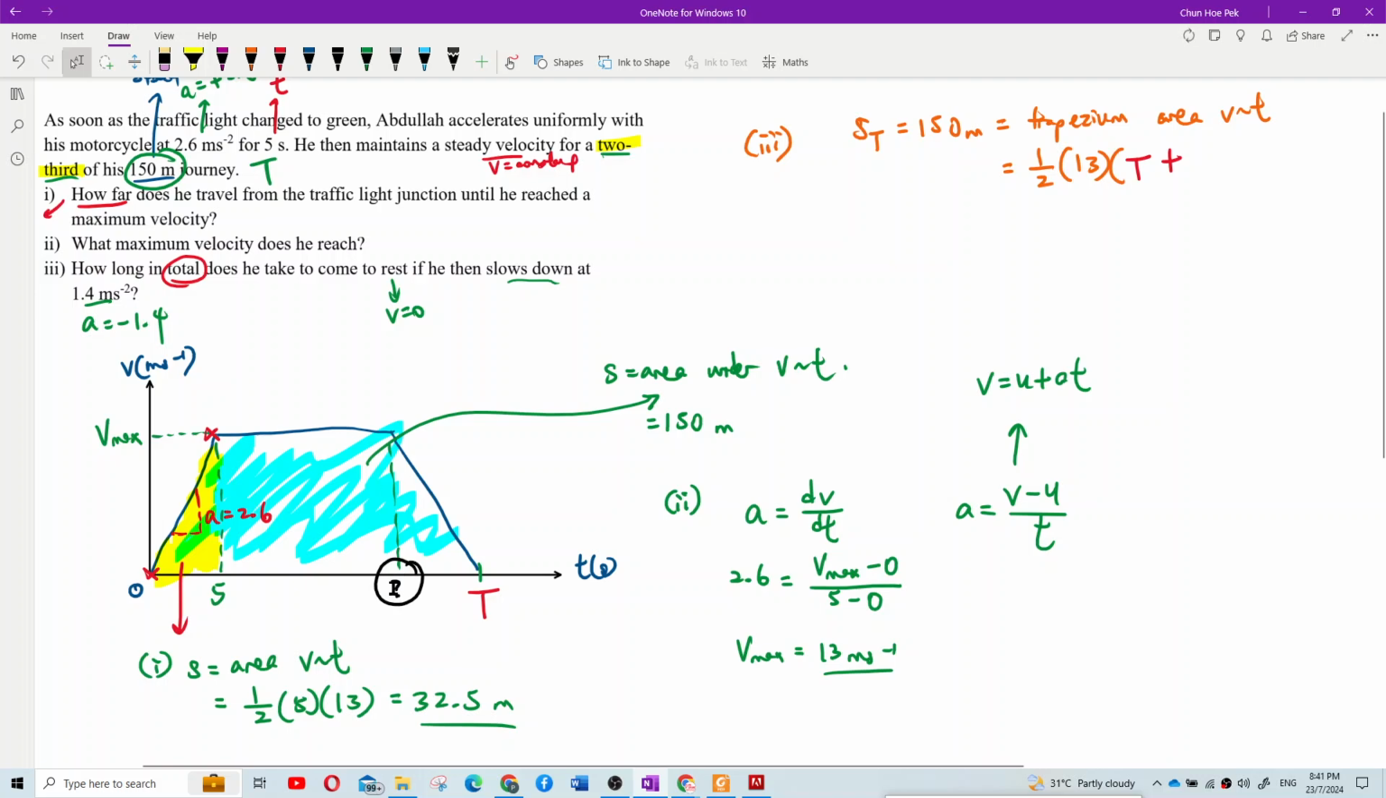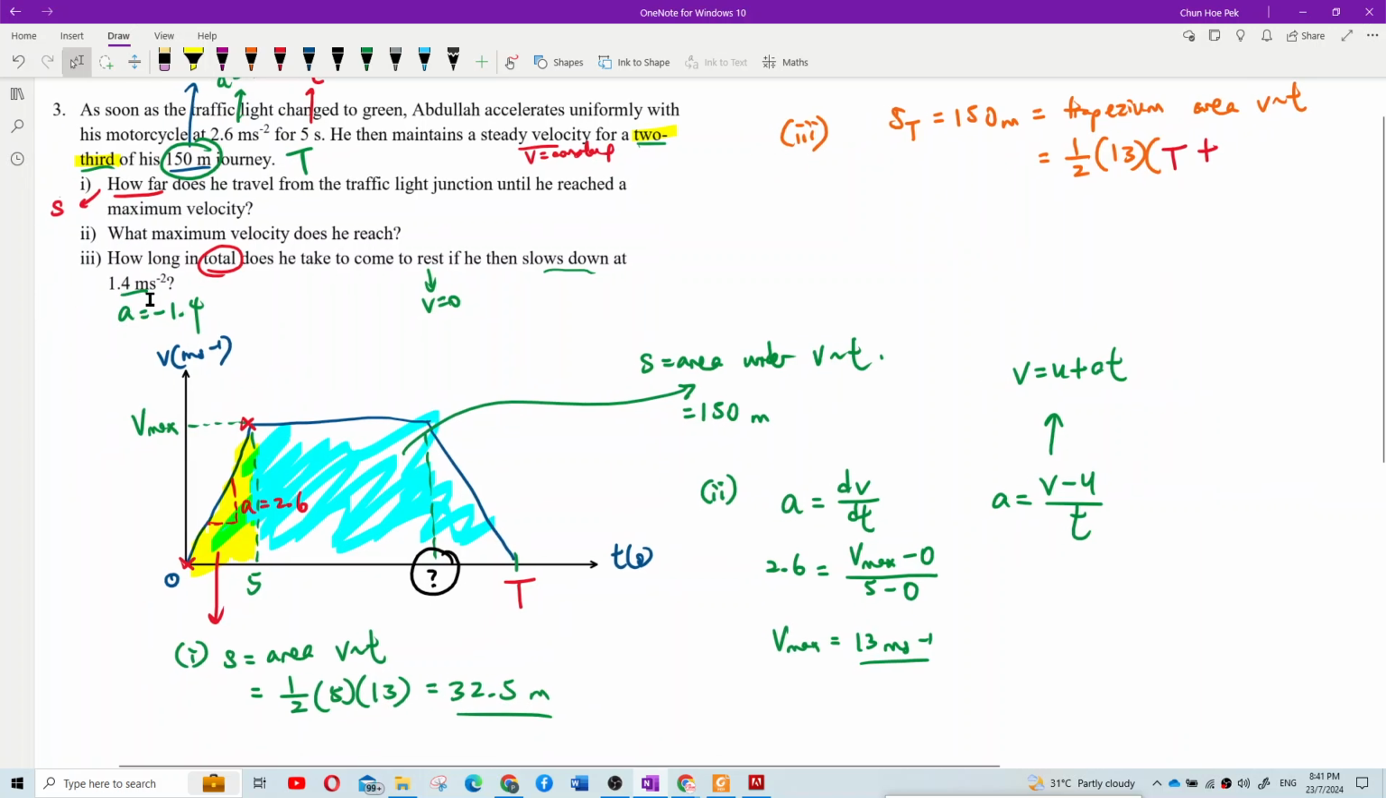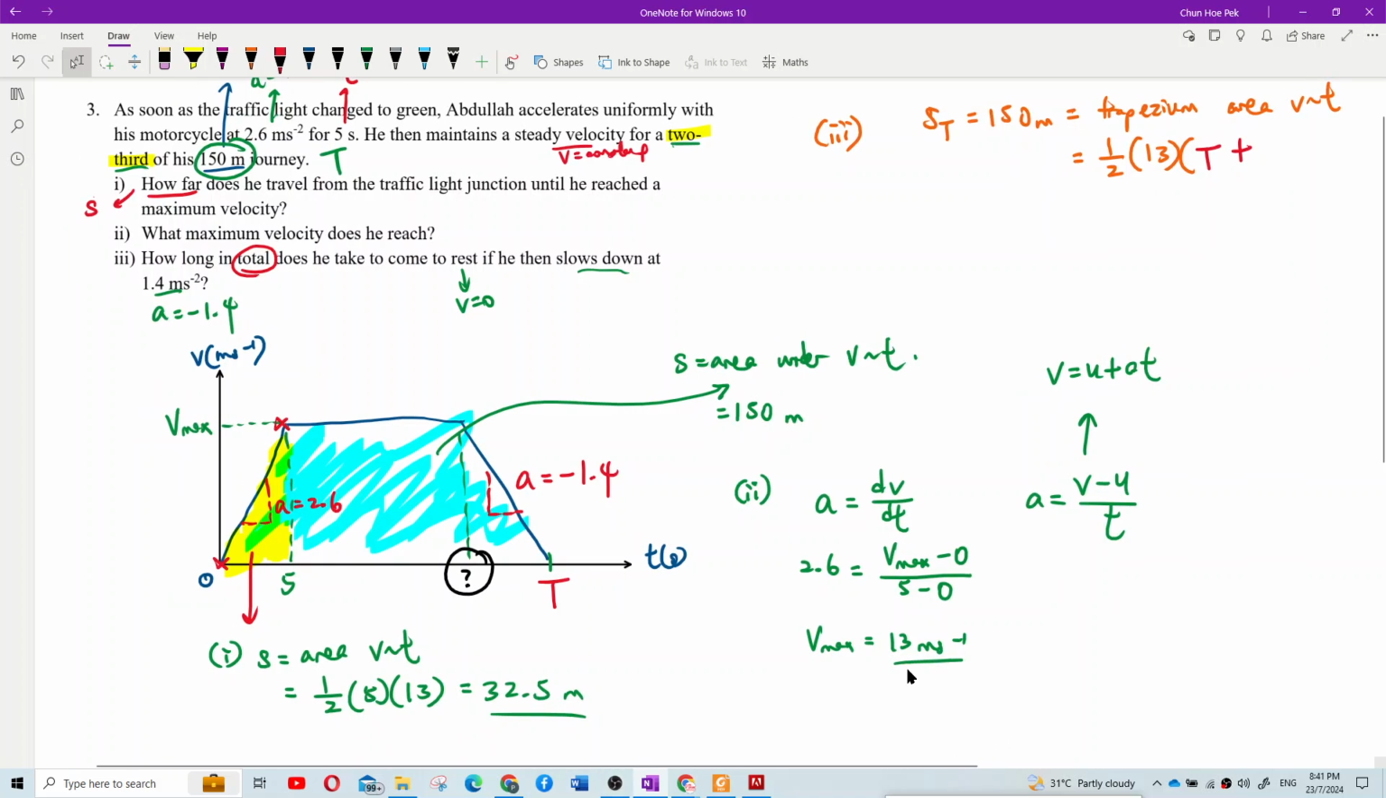Okay, another clue here: he says slow down at 1.4. So here the acceleration is equal to negative 1.4. The gradient can help us to find it. Let us write the maximum velocity here, 13. If I know the total time here, definitely I can find the time here, isn't it, class? Because I got the gradient, I can find the time here. So slowly, steadily, we can get the answer, class.